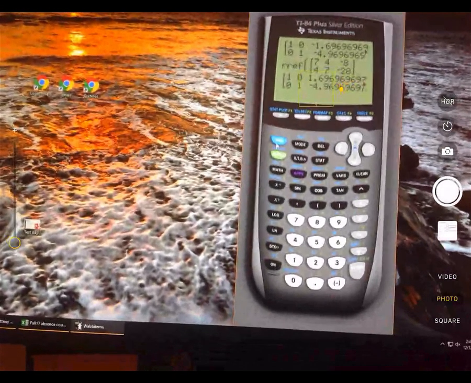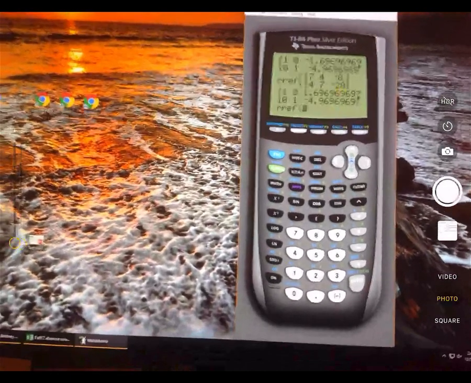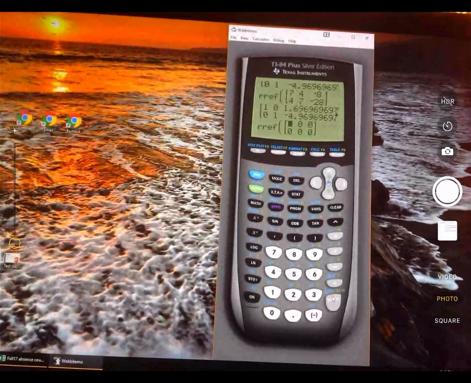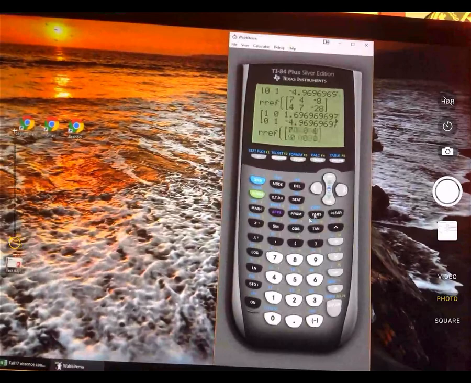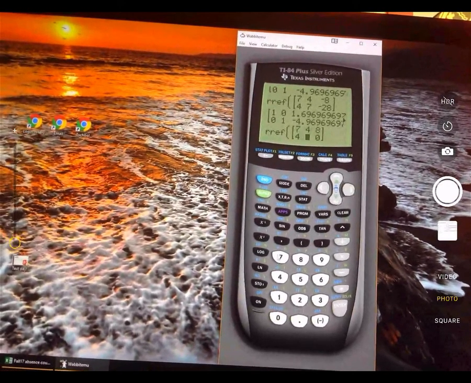So second matrix math B, enter. Alpha zoom 2 by 3, enter. And we have all positives this time. 7, 4, 8, 4, 7, 28.